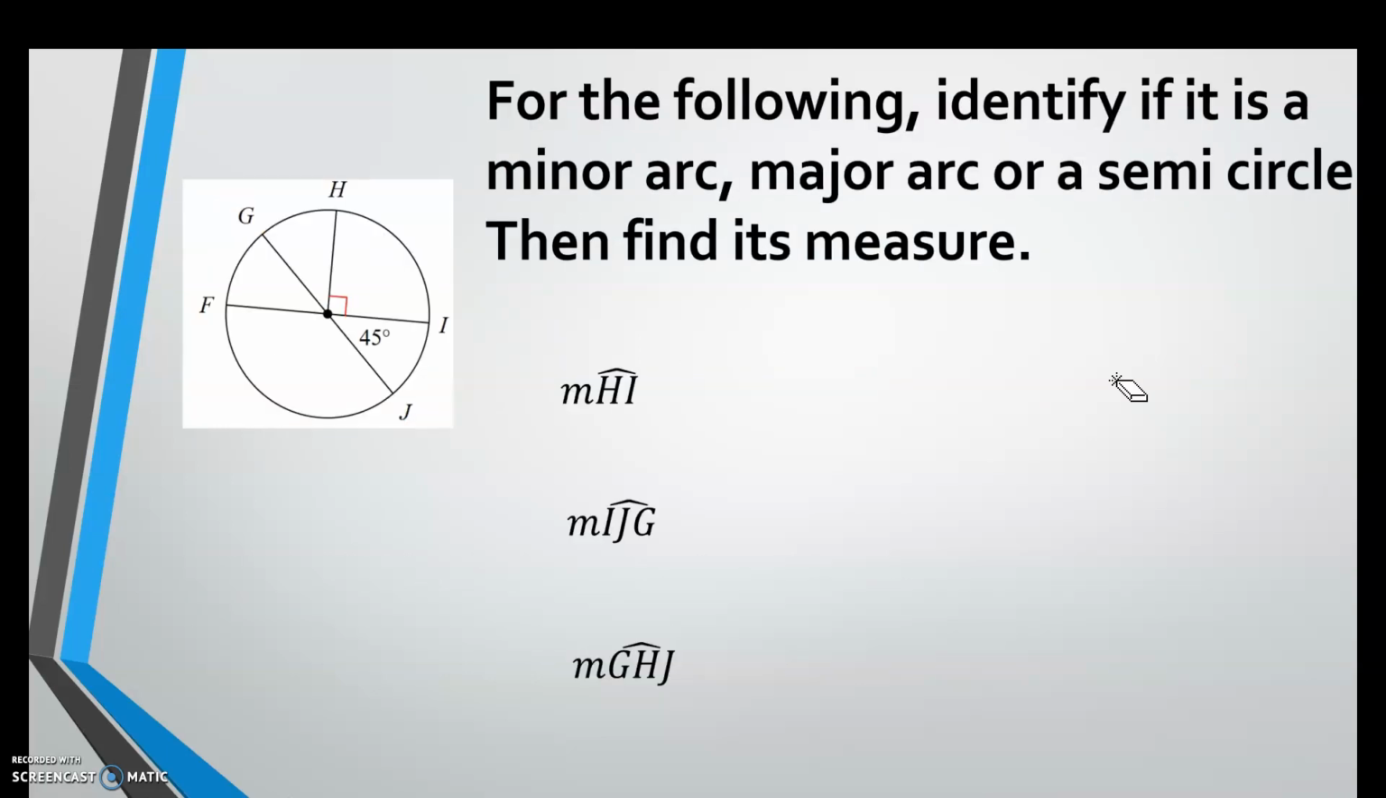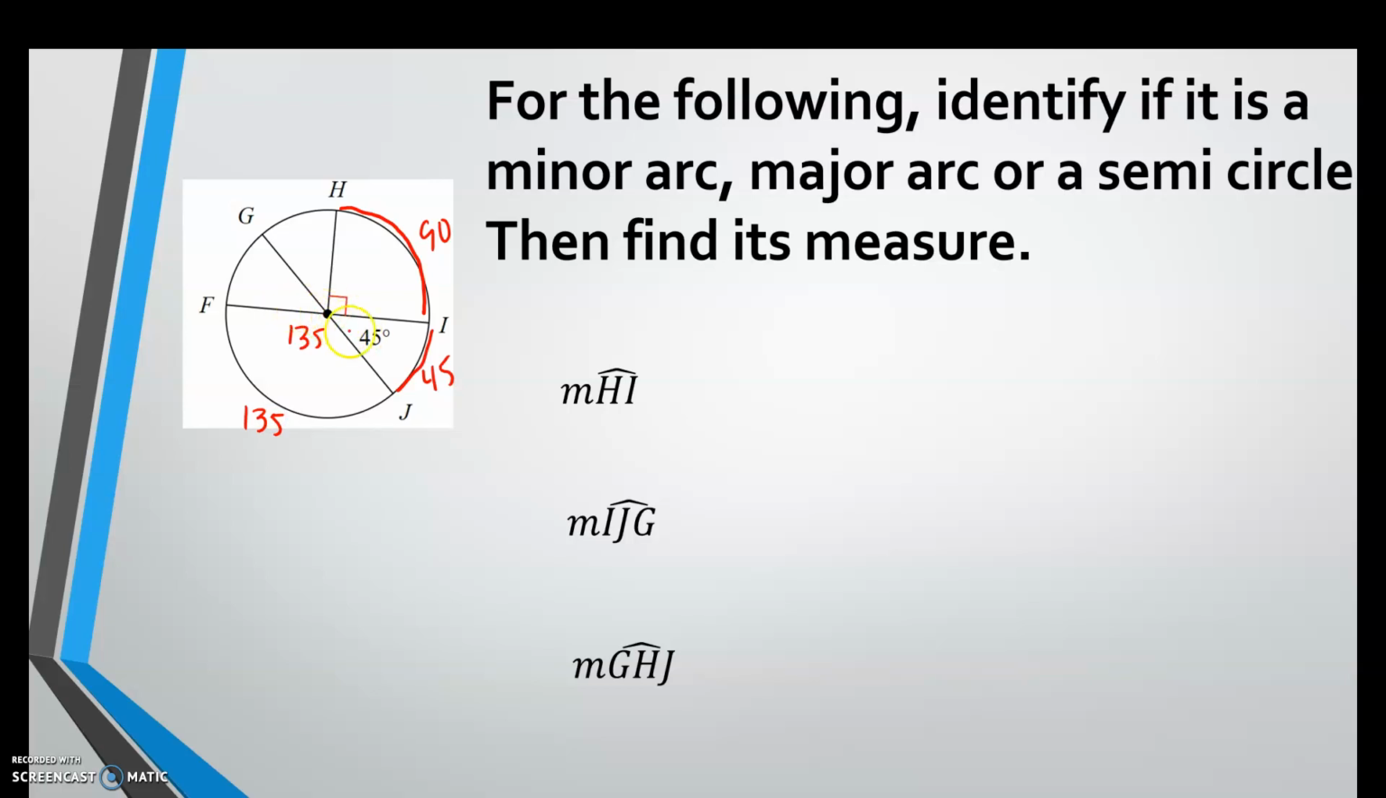I want to know if these arcs are minor, major, or a semicircle. So let's figure out all of these measurements first. So I know I have my 90 degree, which means this arc here has to also be 90. I know this arc has to be 45 because it's the exact same as its central angle. If my FI is my diameter, I know this part here is going to be my semicircle. It's going to give me 180, which means this missing piece is going to be 135. And so this arc here is also 135.